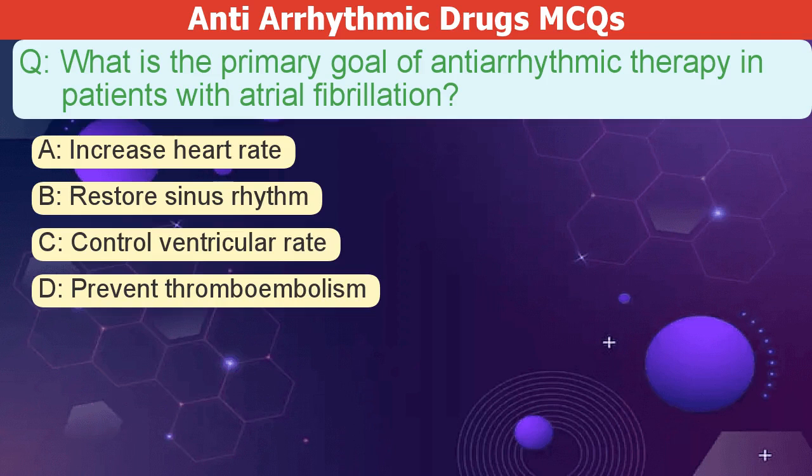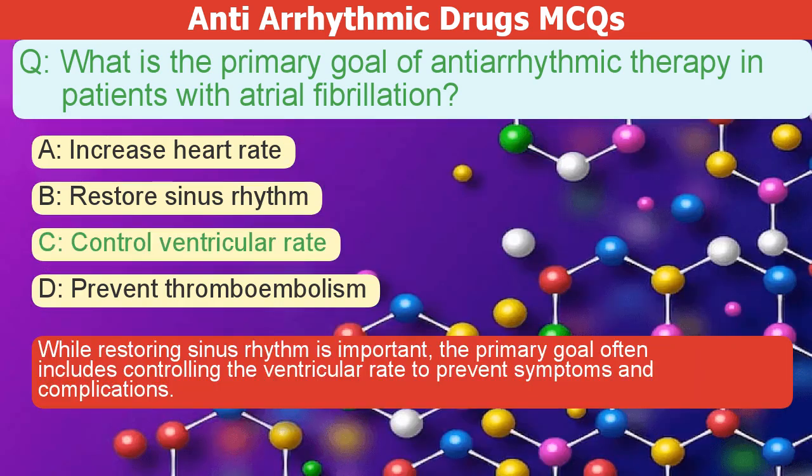What is the primary goal of antiarrhythmic therapy in patients with atrial fibrillation? A. Increase heart rate. B. Restore sinus rhythm. C. Control ventricular rate. D. Prevent thromboembolism. The correct answer is C. While restoring sinus rhythm is important, the primary goal often includes controlling the ventricular rate to prevent symptoms and complications.